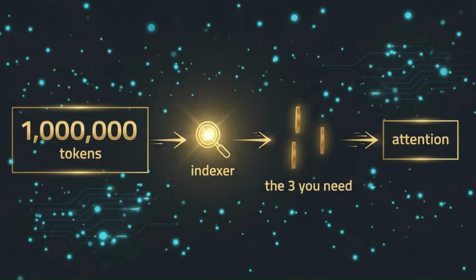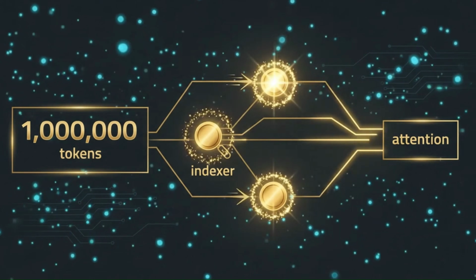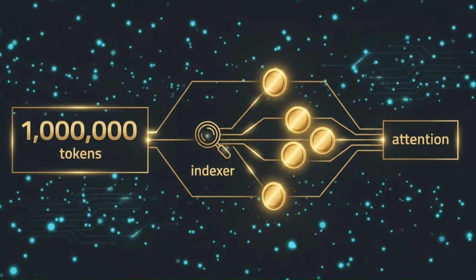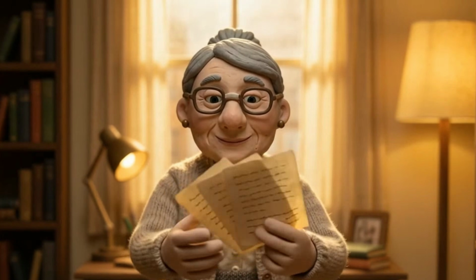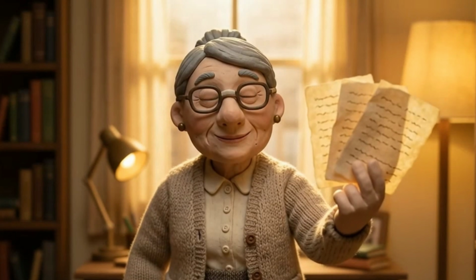So here is the move, and they borrowed this from DeepSeek. Before all that expensive checking, a tiny cheap helper scans everything first and goes, you only actually need these three. And the real work only happens on those three, right? So it's basically a librarian. You can think of it like that. Instead of making you read the whole library to answer one question, the librarian will hand you the 3 pages you need. Same answer, but a tiny fraction of the work. That's how it reads a million tokens without the cost blowing up. All right, so that was the second thing.